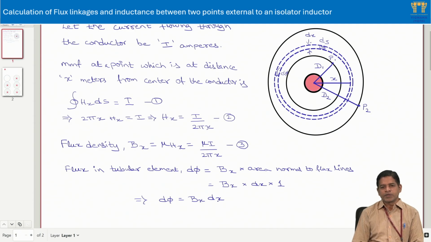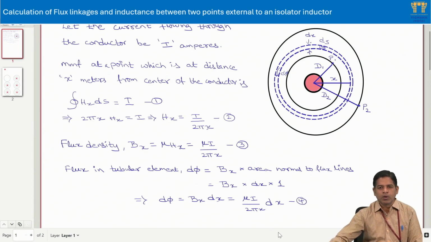But already from equation 3 we have got Bx is equal to mu I by 2 pi x. If I substitute that here, I get this as mu I by 2 pi x into dx. Let this be equation 4.